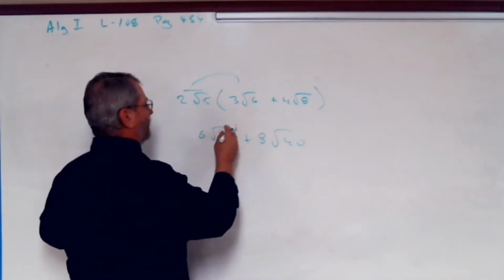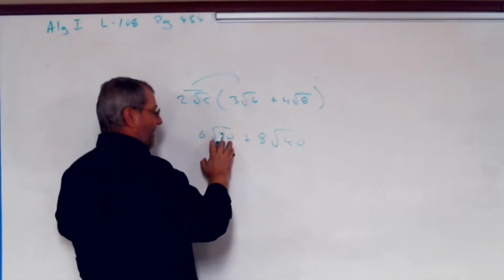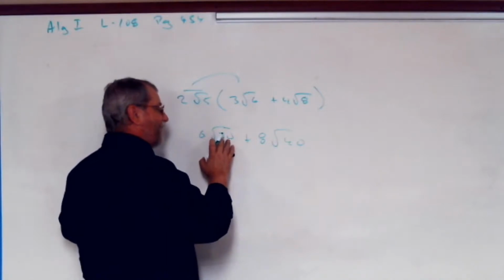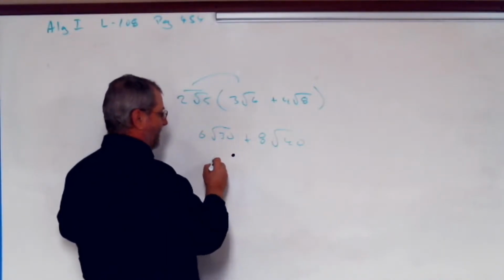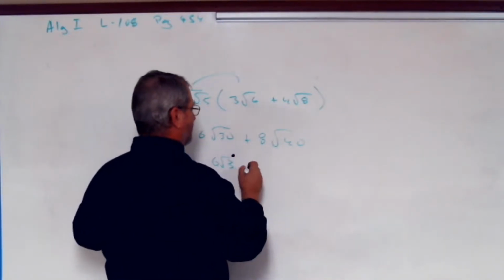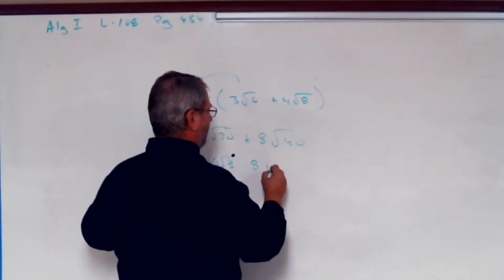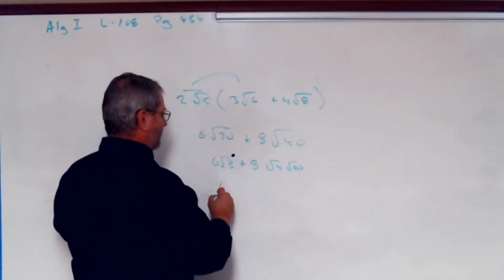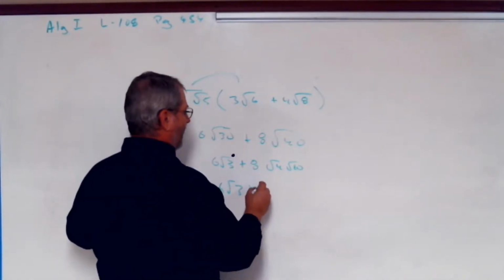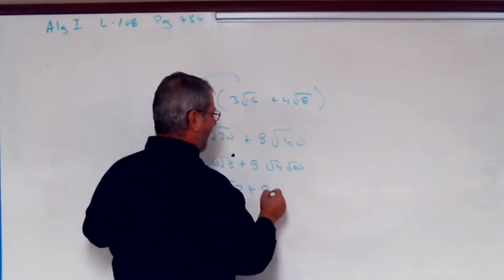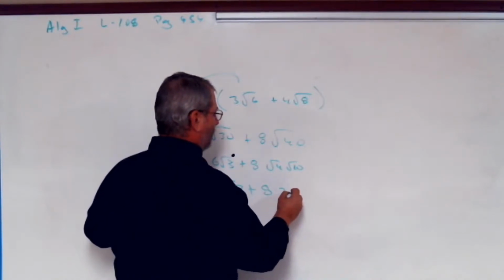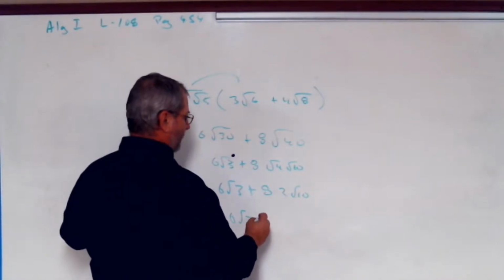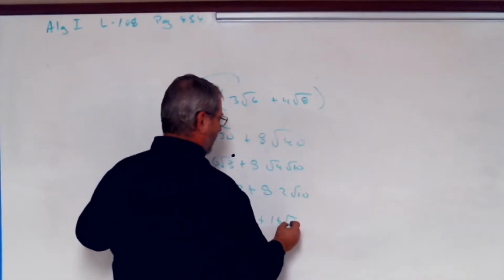All right, square root of 30. All that is 6 times 5. I can't simplify that at all. Stays the same. 6 radical 3. This is 8 times radical 4, radical 10. This is 6 radical 3 plus 8 times square root of 4, which is 2, radical 10. 6 radical 3 plus 16 radical 10.